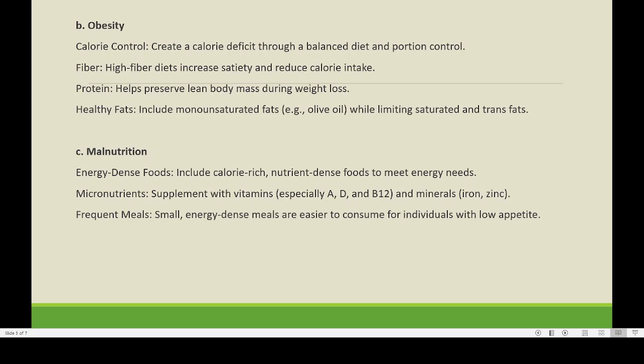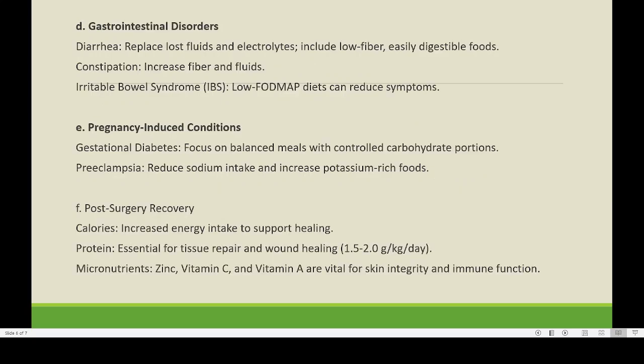Then another thing they can do is that small energy dense meals are easier to consume for individuals with low appetite. Some people may not be eating well. So what they can do is that, as I told you, instead of 3 meals, they can have 4 or 5 meals, because they eat very little each time. So that is the situation of food and nutrients during the time of malnutrition.